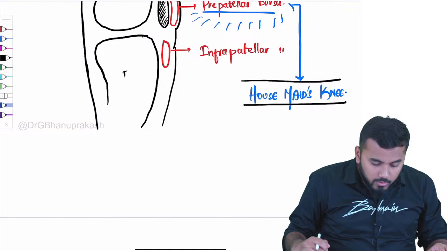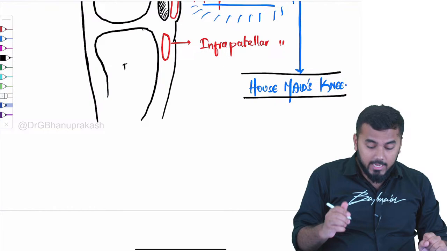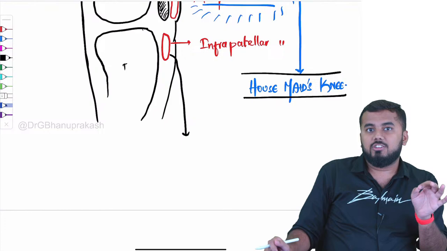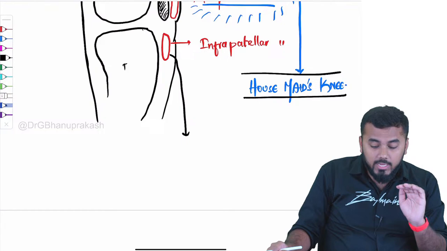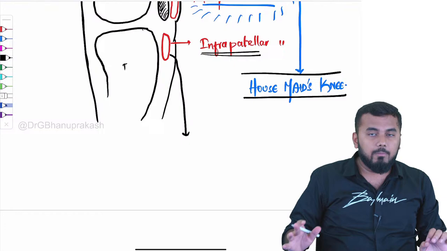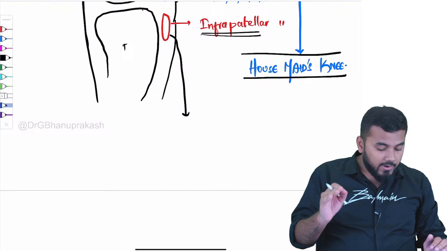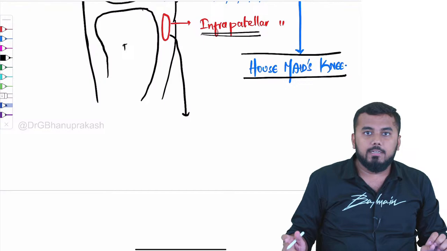Now, next important thing. When you are kneeling down, not only your prepatellar bursa, sometimes even your infrapatellar bursa also gets inflamed. Why? Have you seen in a church, those who do the prayers are called clergymen. The father who does the prayer is called a clergyman. He does not kneel down completely, right? So he will kneel down in such a way that his infrapatellar bursa is touching the floor. So infrapatellar bursa also will be inflamed. So inflammation of infrapatellar bursa is called infrapatellar bursitis, or the other name is clergyman's knee.